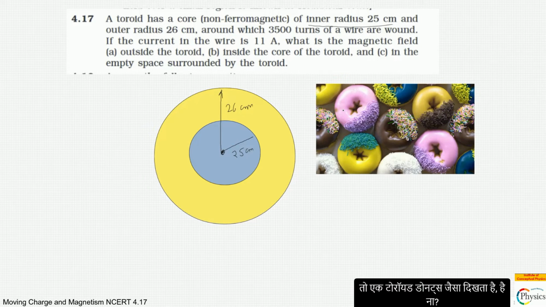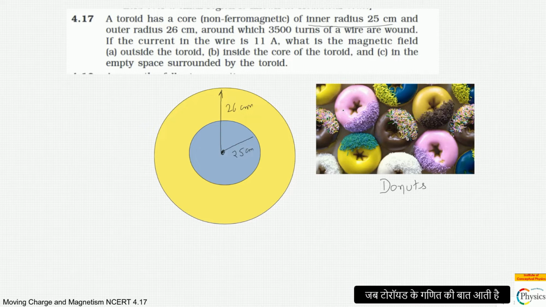A toroid looks like donuts, right? If you have ever tried donuts, it looks like that. Remember, a toroid has to be very tightly wound. A loosely wound toroid is not a good approximation when it comes to the mathematics of the toroid. So this is just to give you an idea of the shape of the toroid.